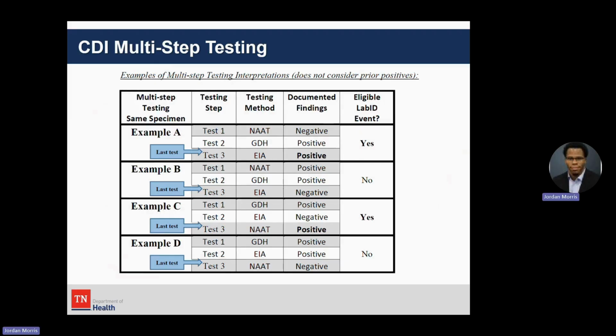So how do you record a LabID event if your facility uses multi-step testing? When using a multi-step testing algorithm for CDI on the same unformed stool specimen, the result of the last test performed on the specimen that is documented in the patient medical record will determine if the CDI positive laboratory assay definition is met. So prior positives are not considered. So just pay attention to the last performed laboratory assay.